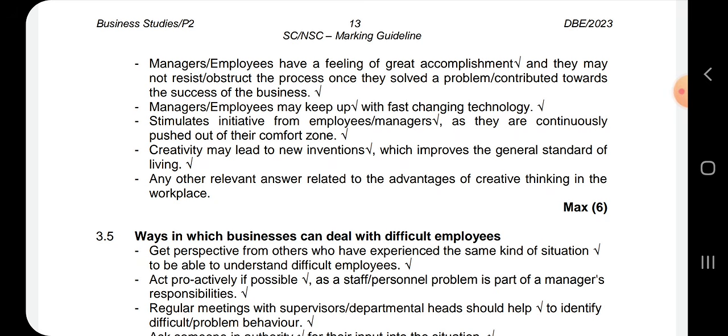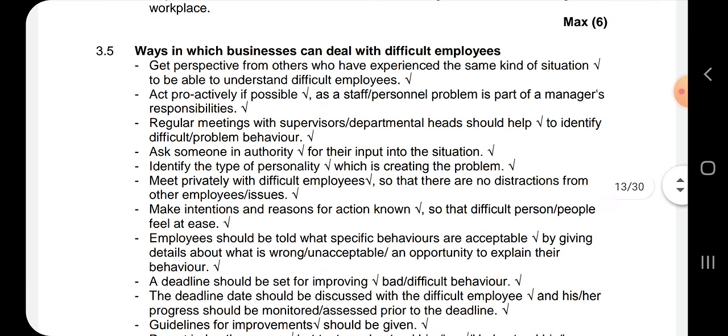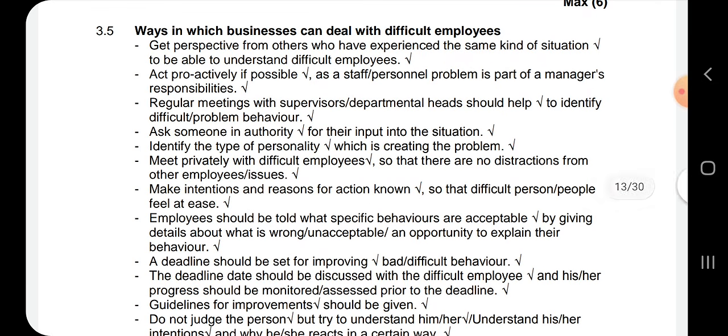This memo or questions will be discussed beforehand, so you don't have to worry. 3.5, ways in which businesses can deal with difficult employees. If you have someone difficult that you have hired, how can you best help them?